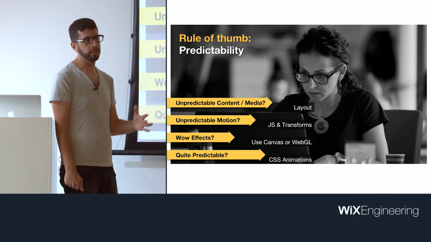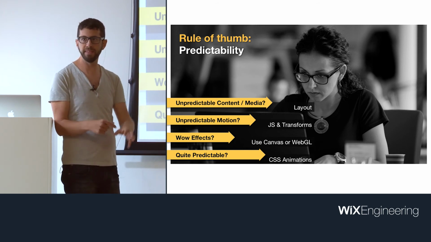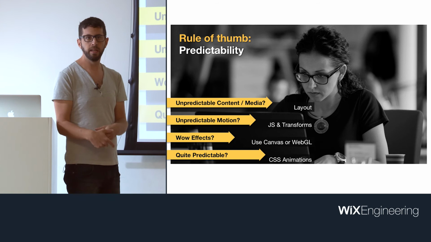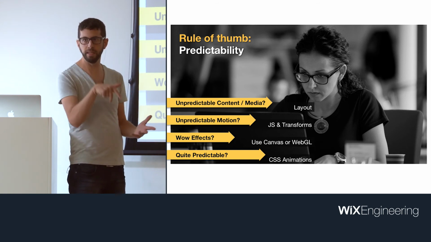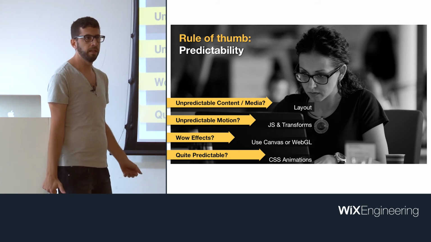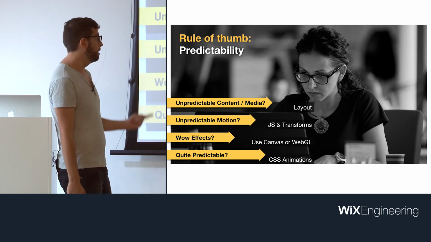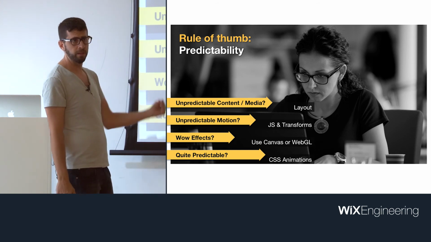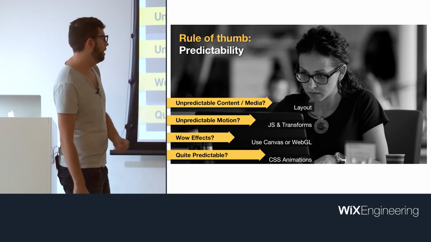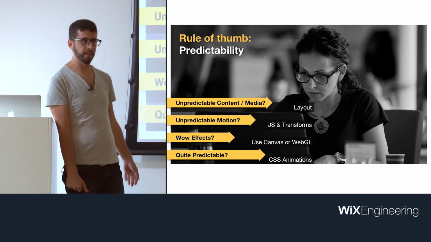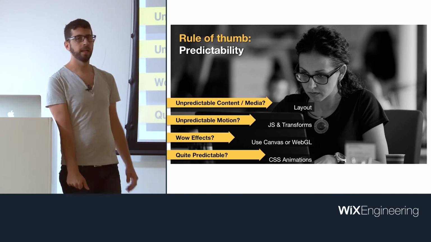The motion is unpredictable. It comes from the user. It comes from physics engines. It comes from visualizations of data from the cloud. The motion is unpredictable. JSON transforms. Very nice. You want to get wow effects that are not available otherwise: Canvas or WebGL.